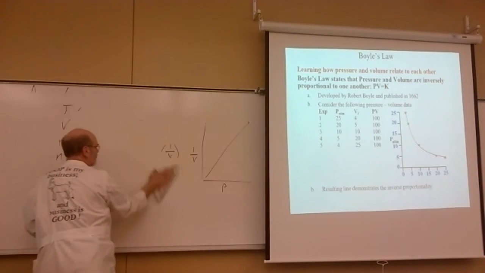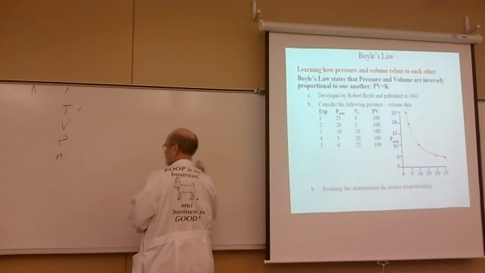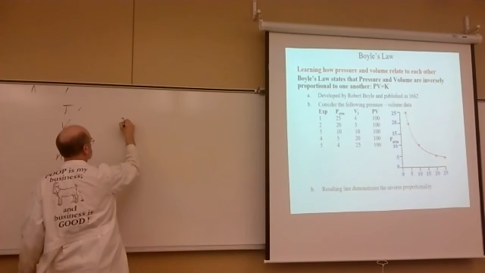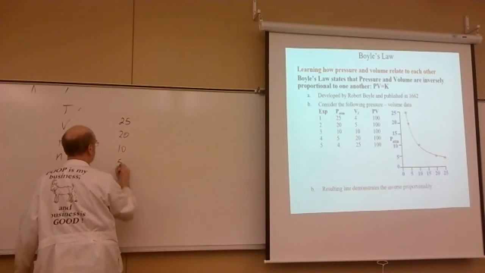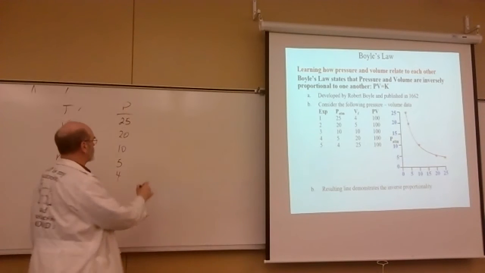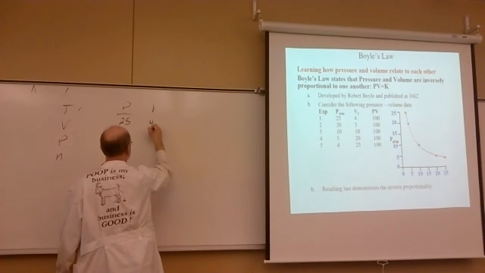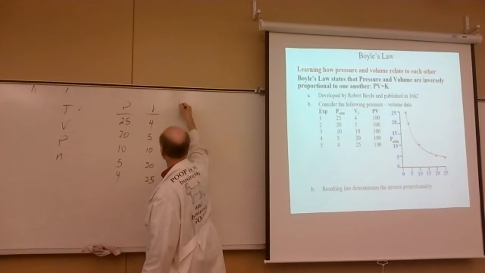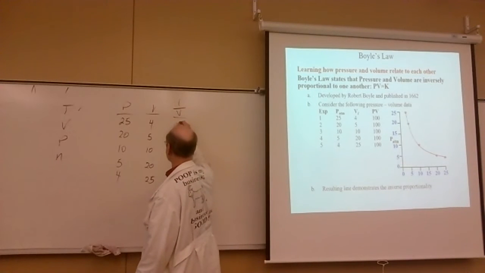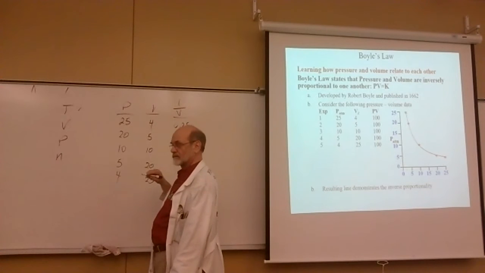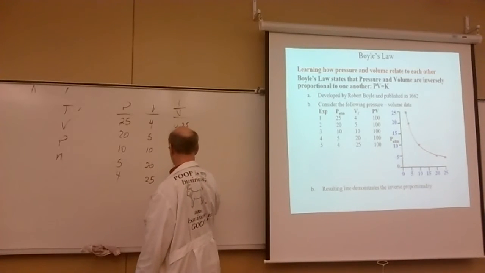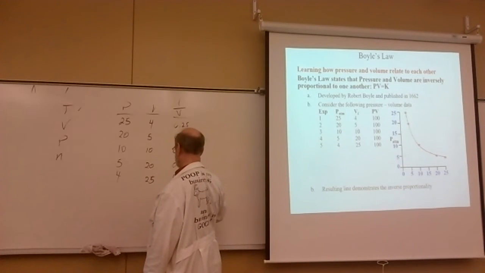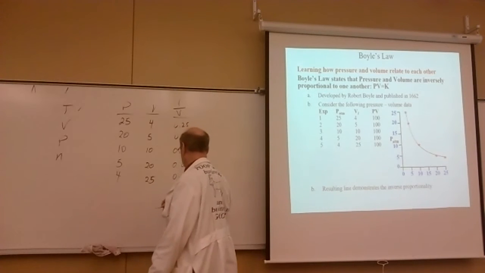So if we use this data, I should say these data, data is plural, then we have 25, 20, 10, 5, 4. That's the pressure in atmospheres. And the volume then is 4, 5, 10, 20, 25. Okay? So what you would do is take these and just take the inverse of them. So that's a quarter? This is 2/10. This is 1/10. This is 0.05. And this is, what is 1 divided by 4? 0.04.